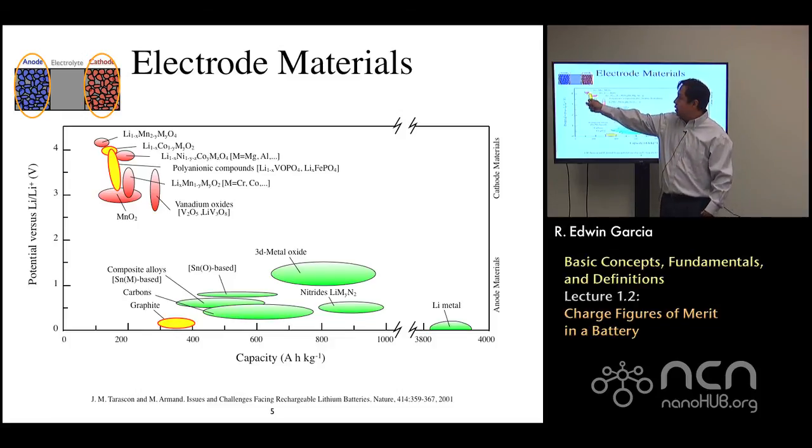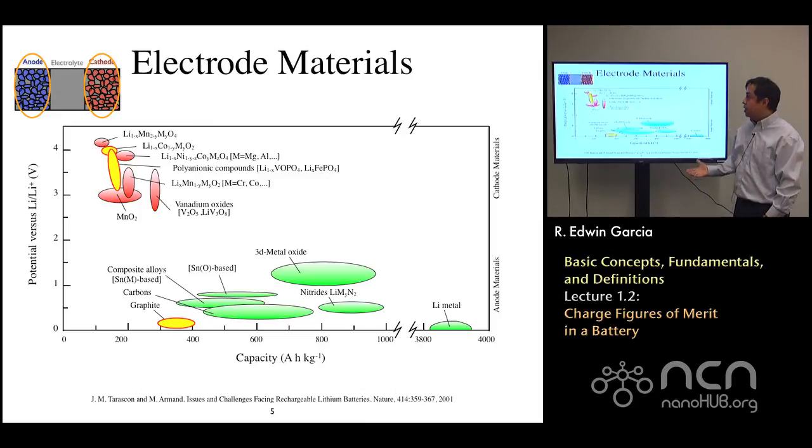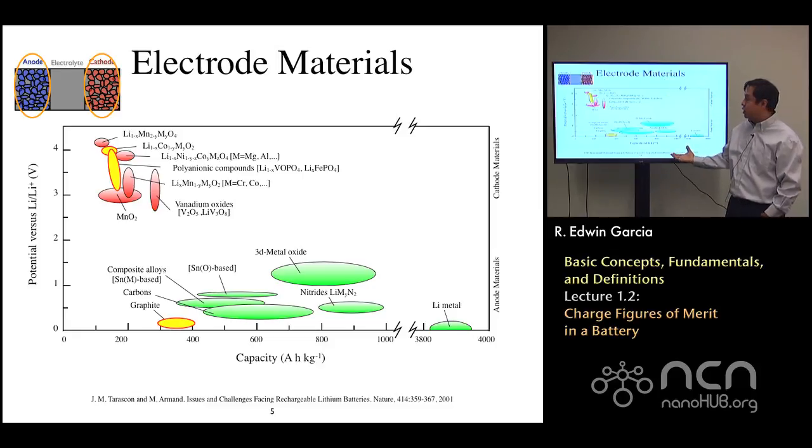People these days are aiming for higher voltages, and you can always see where you would like to be on this map: up and to the right, basically above, as the highest potential and highest capacity systems, so that you can get the highest possible energy and charge out of your system. That's what ideally you would want on this map.